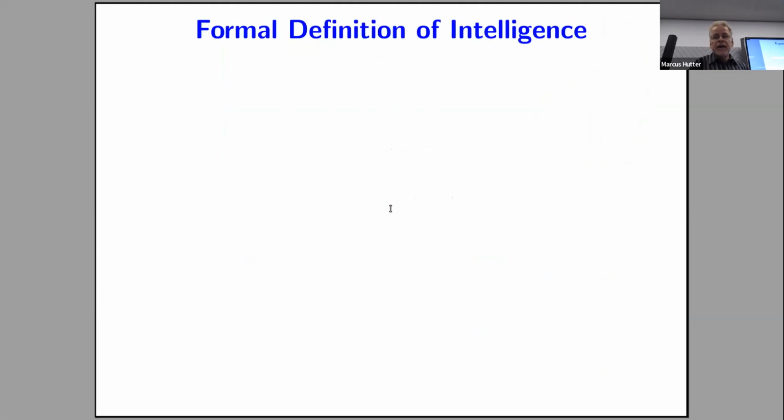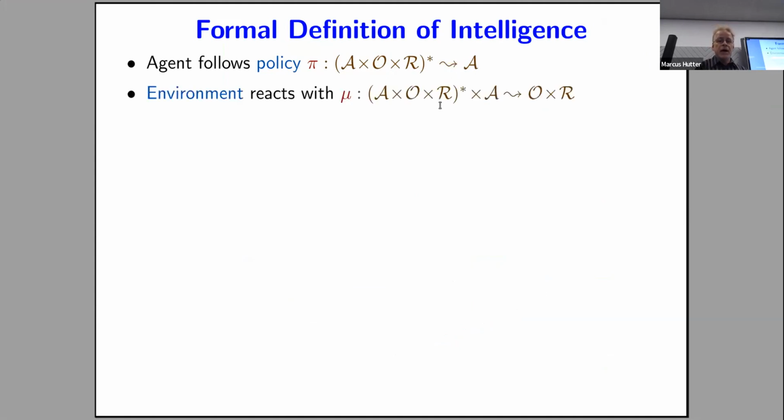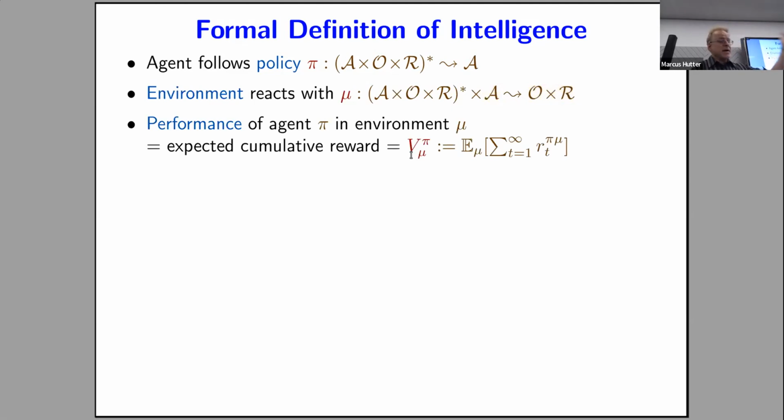Okay, and let me first, before I define the most intelligent agent, define what intelligence is. So here's a formal definition. An agent or policy is a mapping: it has in the past received some observations and rewards and performed some actions. So that's a sequence of these, and it wants to perform the next action. This just means stochastically. And then the environment reacts. So given this history and the last action of the agent, it produces a new observation and reward. And then you are in this cycle.